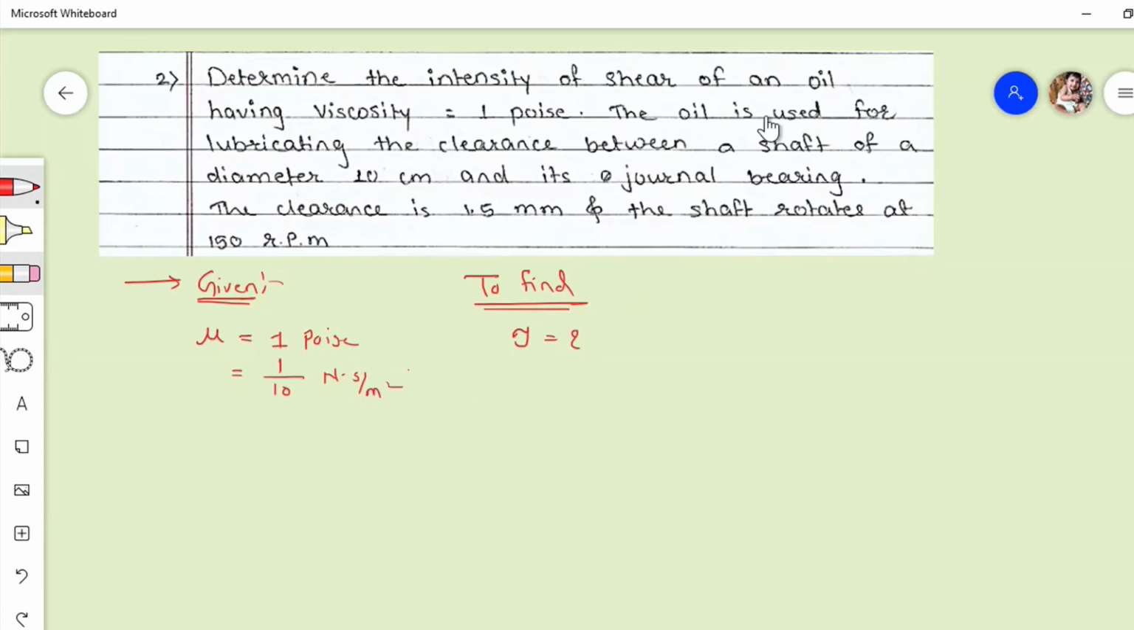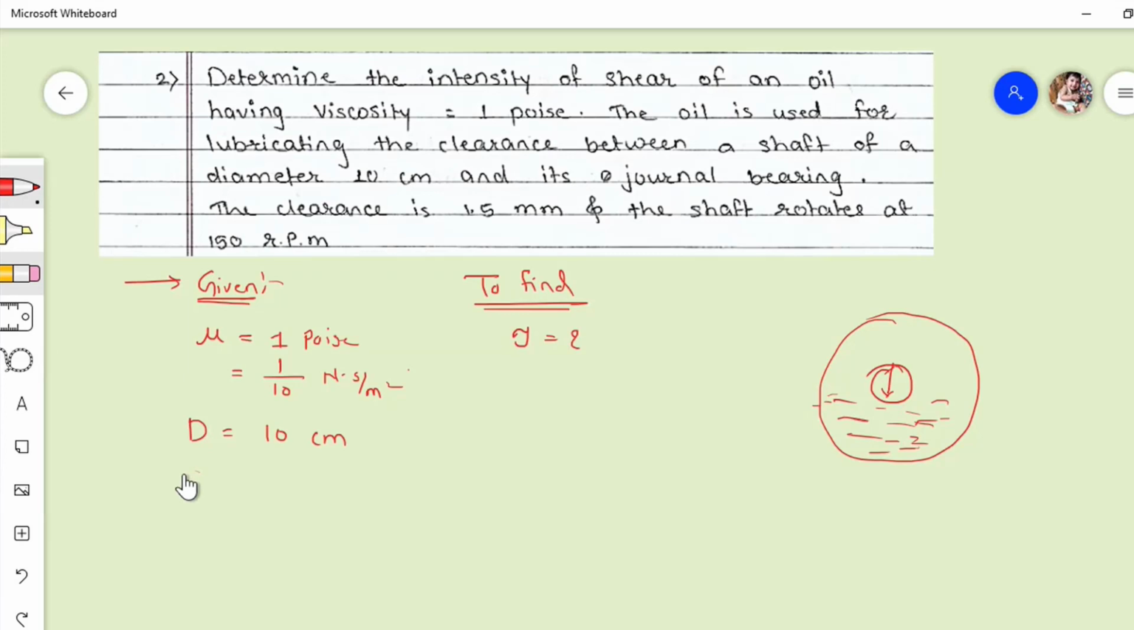The oil is used for lubricating the clearance between a shaft of diameter 10 centimeter and its journal bearing. If you did not understand this, there is a journal bearing, inside it there is a shaft, and between them there is lubricating oil. You don't need to understand more than this right now. So the diameter of the shaft is given to you, 10 centimeter. Okay, and oil is used for lubrication. The clearance is 1.5 mm. The distance between this and this is 1.5 mm.